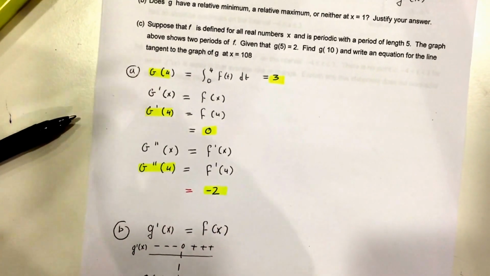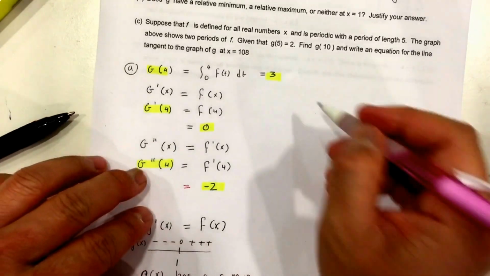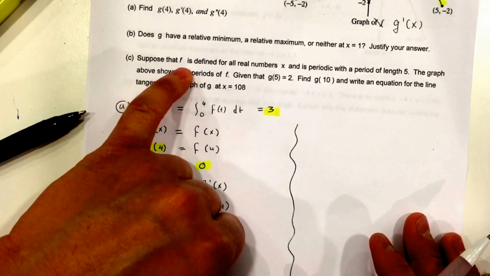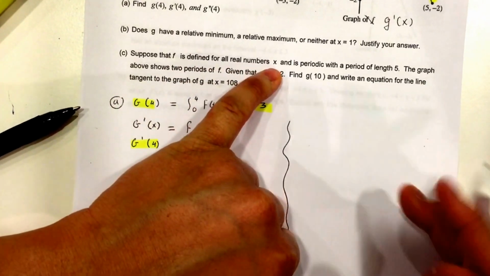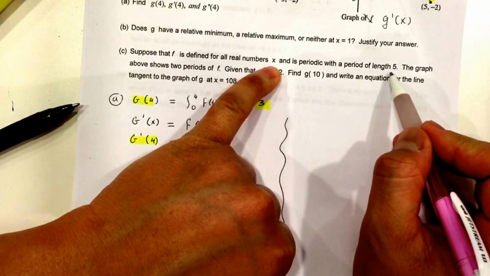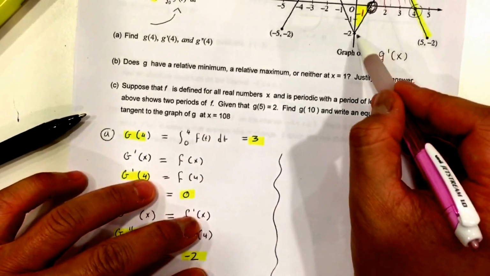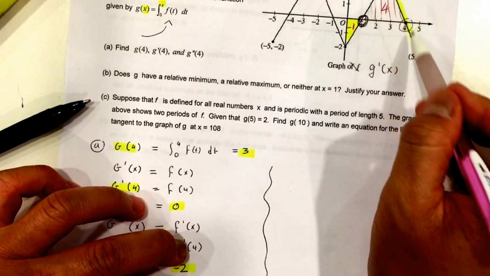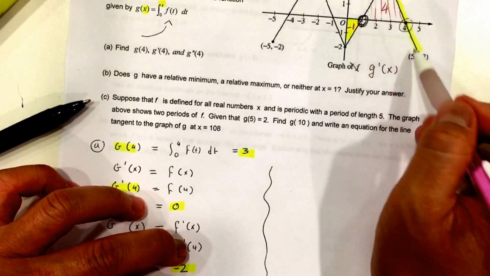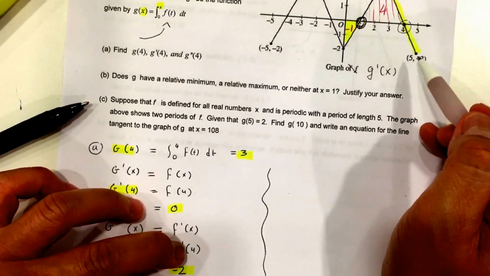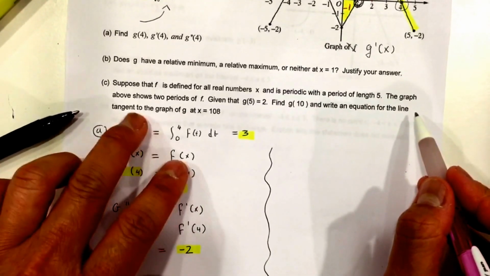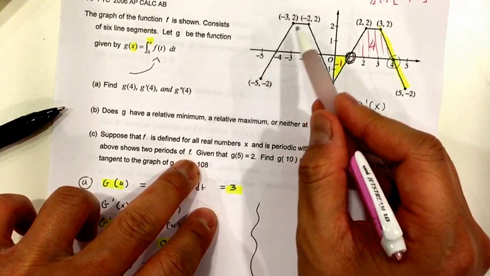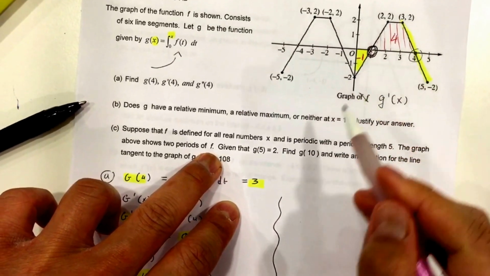Now the last part is part C, so let's go ahead and do part C and see what we can come up with. So here's what it says. Suppose that f is defined for all real numbers x and is periodic with a period of length 5. So if you look carefully, the generic shape of the graph repeats itself every 5 units. The graph above shows 2 periods of f. Clearly there are 2 periods. This is 1 period and then there's another period, so there's 2 periods.